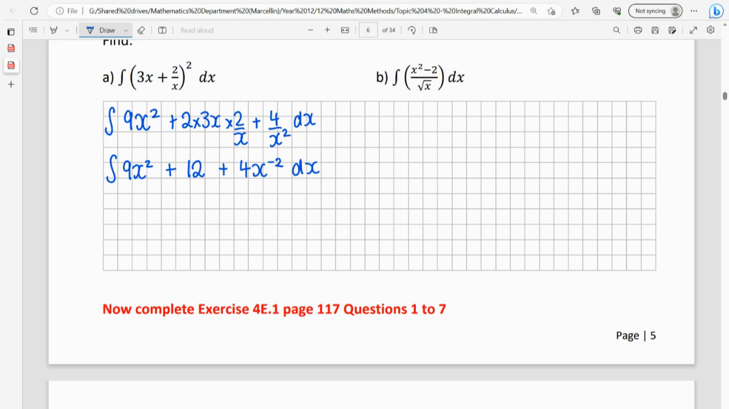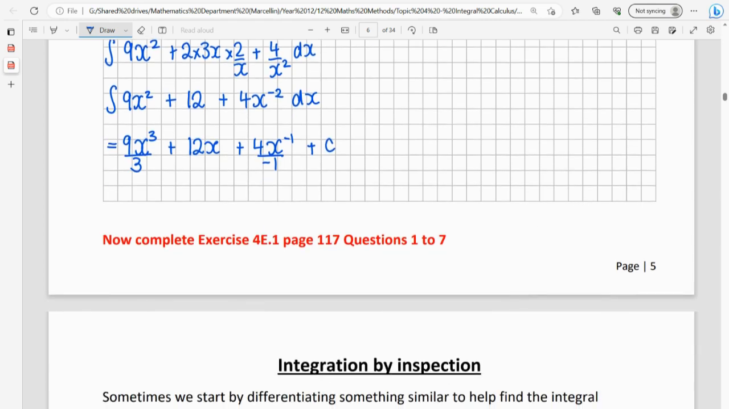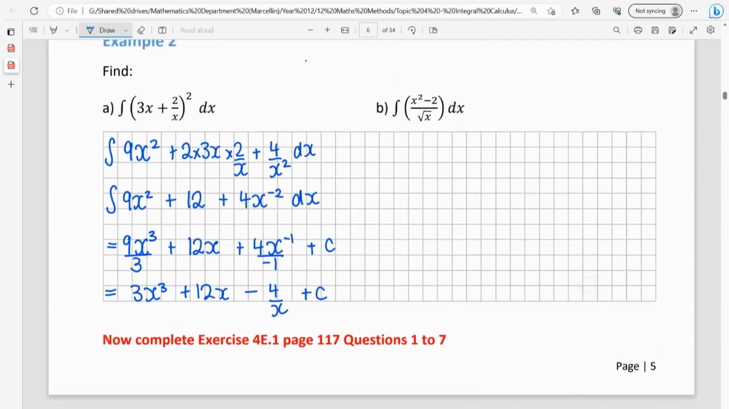Now, if I integrate it, once again, remember that we're adding 1 to the power and we're dividing by that new power. When it's just a constant, we just add on an x. Again, with this one, we add on to the power, but remember when it's a negative, -2 plus 1 is actually -1. We divide by that new power, and I add on a c at the end. I can certainly reduce this. And off I go.